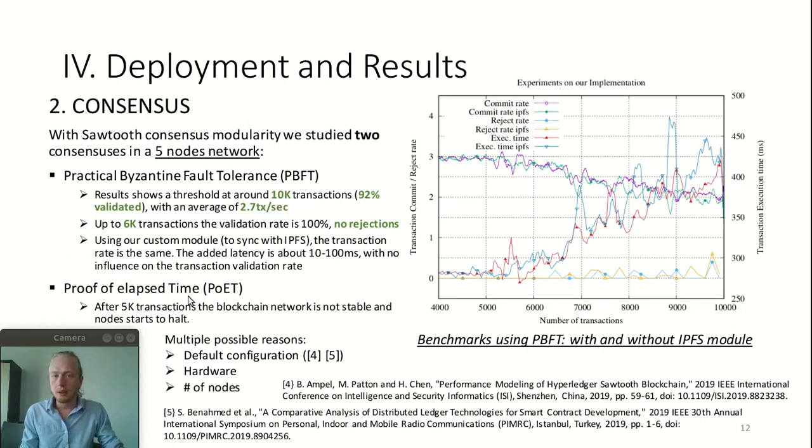Also, we see that with the proof of elapsed time consensus, after 5,000 transactions, the blockchain network will start to not be stable anymore, and it will start to halt, and nodes will be rejected, etc. And we have multiple reasons and multiple other papers that show the same result, that after a certain number of transactions, the proof of elapsed time consensus doesn't really work anymore.